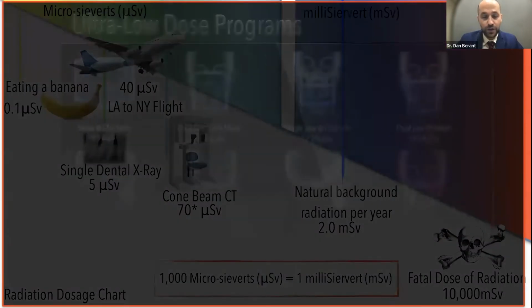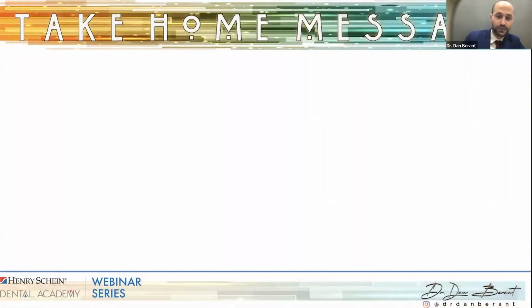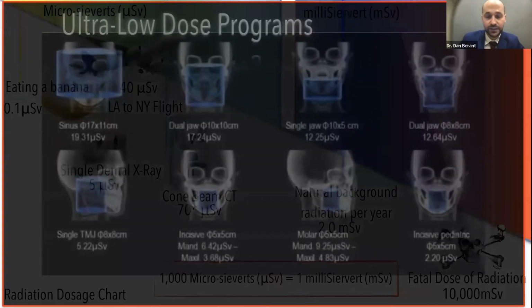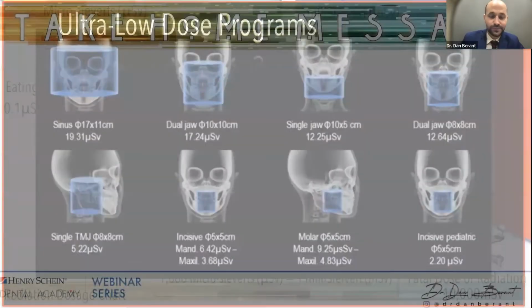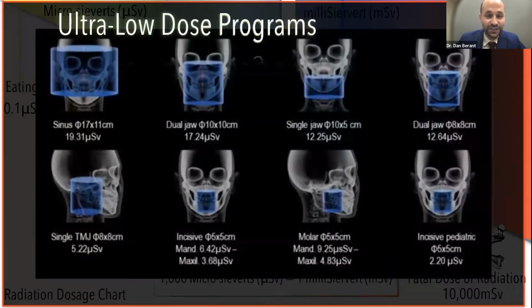Now, to go back to this asterisk, the reason we have this asterisk is because nowadays we have the ability to use ultra low dose programs with the newer cone beam technology. So what we can see here is that you can take a dual jaw 10 by 10 centimeter at an ultra low dose, and you're only exposing your patient to 17.4 microsieverts. For a pediatric patient, a 5 by 5 is even less than a PA.